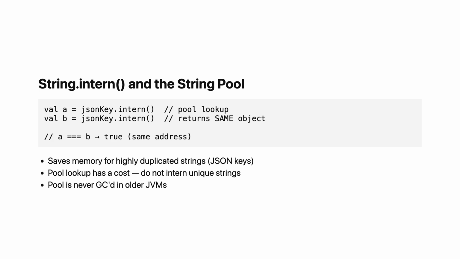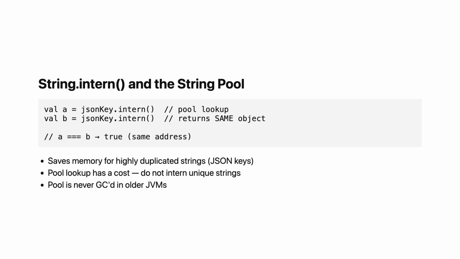Think about JSON parsing. If your API returns a list of 100 users, each with a name key, a mail key, a role key, that is the same key strings repeated 100 times. Without interning, you have 100 separate name string objects. With interning, you have one.